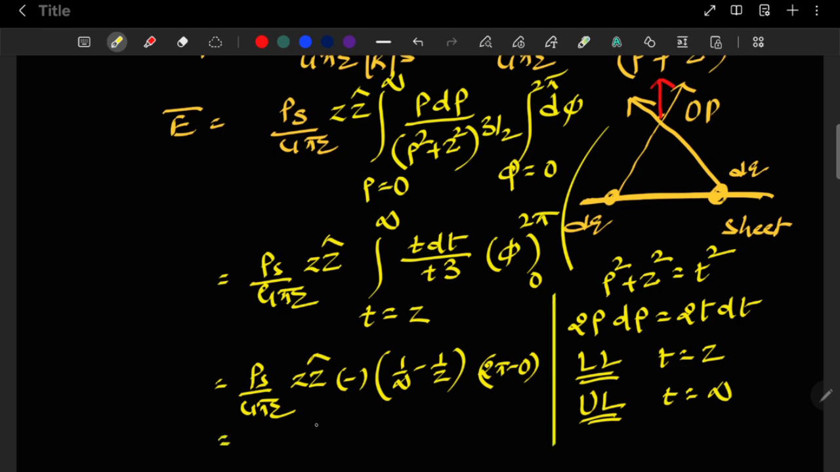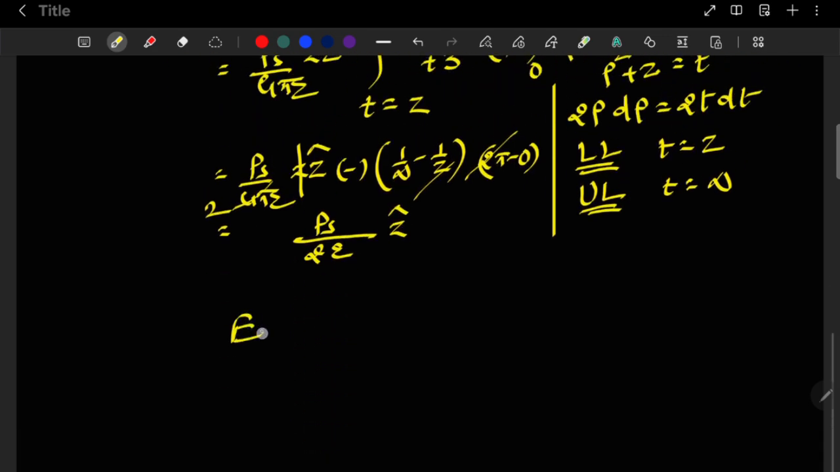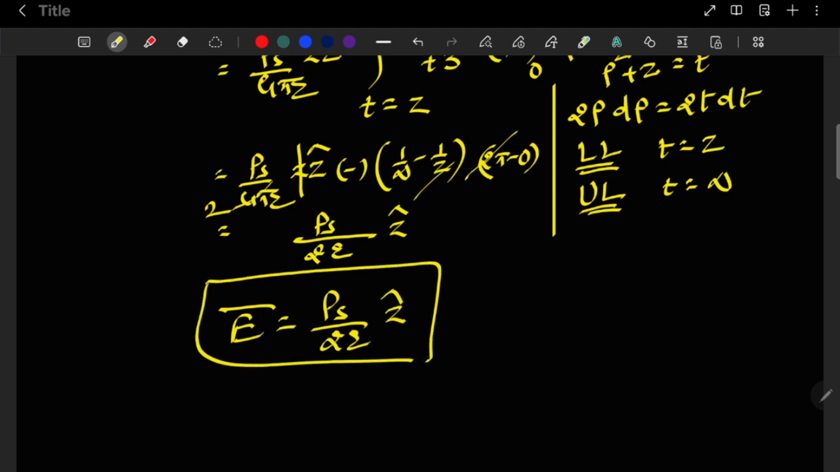So it is equal to 1 by infinity is 0, minus into minus of 1 by z is 1 by z. So that z and this z will be cancelled. Then what I will get here, 2 pi is there, so 2 pi into 2 is 4 pi. So rho s by 2 epsilon into z cap. So finally I got E bar is equal to rho s by 2 epsilon into z cap. This is what I got.